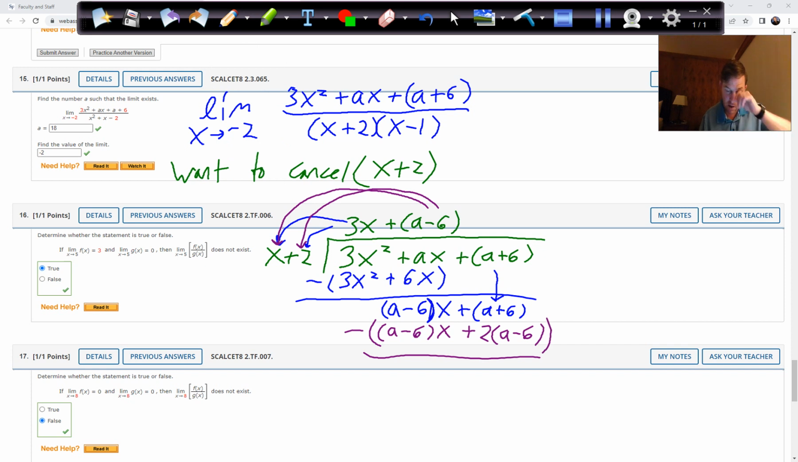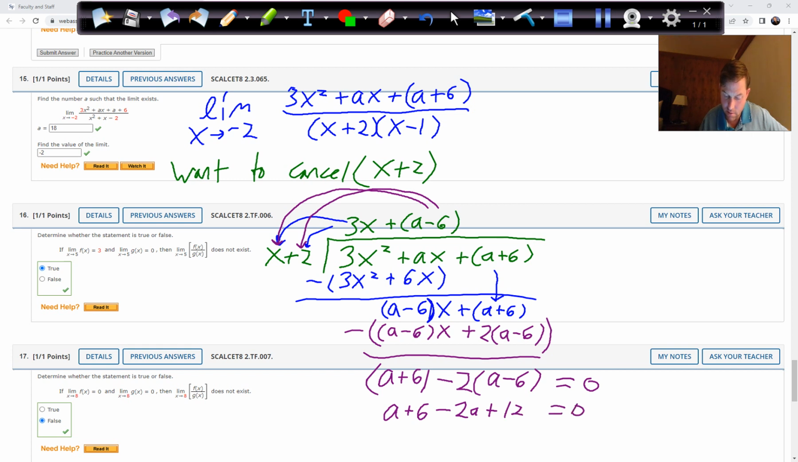Okay, now let's apply this. So now we subtract, this whole thing goes away, and we get a plus 6 minus 2a plus 6. Let me write that. We get a plus 6 minus, this minus will distribute to that 2a minus 6. And this whole thing has to equal 0. So that remainder has to be 0 for this to balance. So we get a plus 6 minus 2a plus 12 equals 0. This a and this minus 2a will be minus a. This is 6 plus 12 is 18.